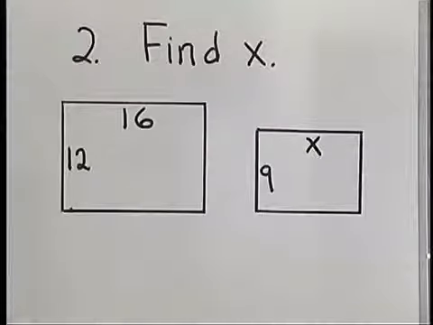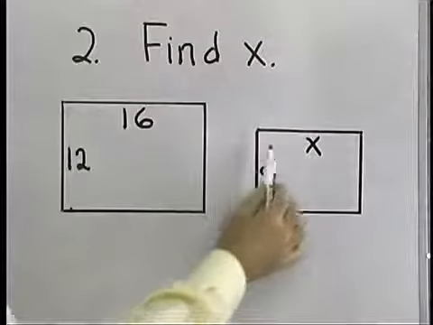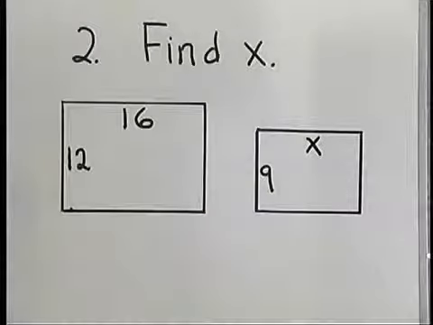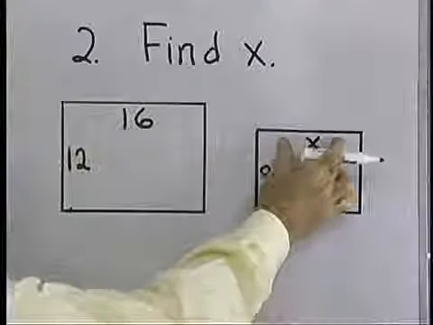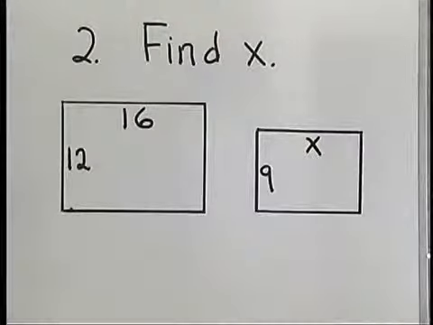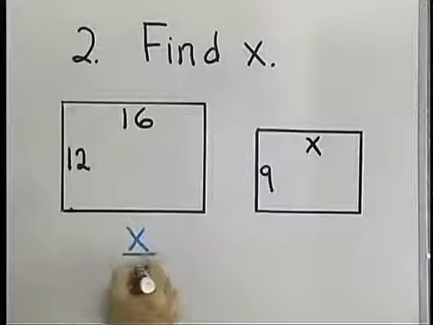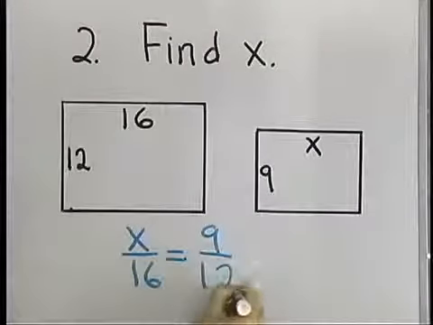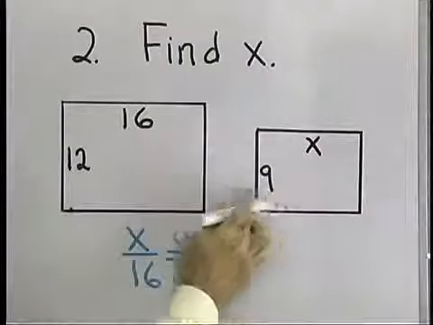In this problem, I have two similar rectangles, and I've drawn this width as 12, this length is 16, this width is 9, and this length is X. And since these two rectangles are similar, the width in one is to the width in the other as the length in one is to the length in the other. So again, I'm going to use the fact that corresponding sides of similar figures are proportional and write my proportion this way. X over 16 is equal to 9 over 12. So what I'm saying is this side is to this side as this side is to this side, or X is to 16 as 9 is to 12.